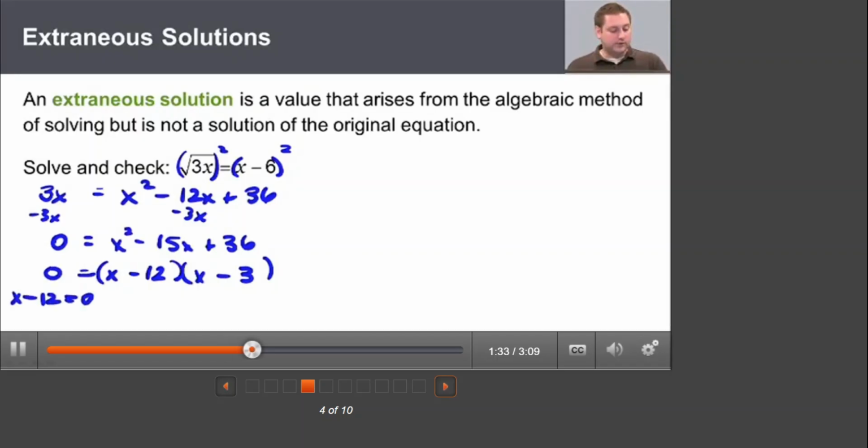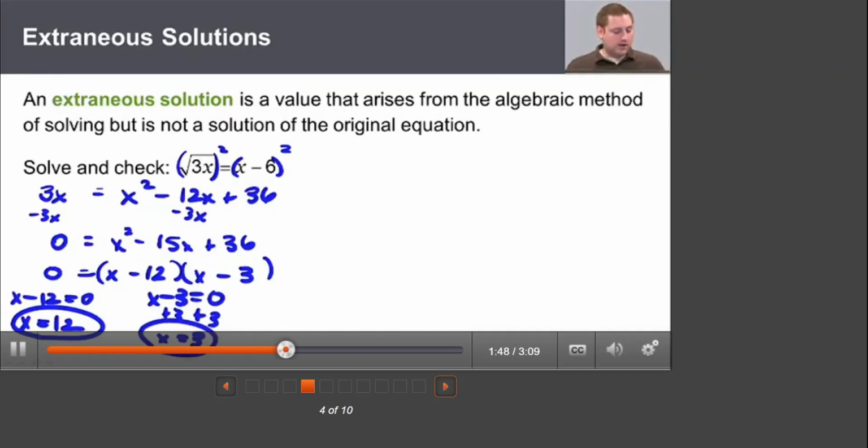So x minus 12 equals 0, and adding 12 to both sides, I get x equals 12. There's one solution. And then for x minus 3, once I set that equal to 0 and add 3 to both sides, I end up with x equal to 3.